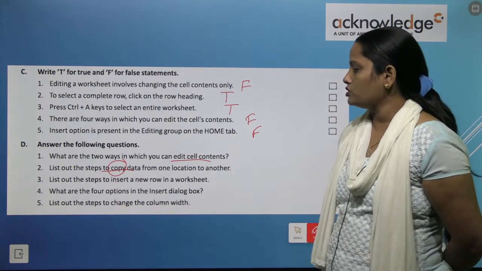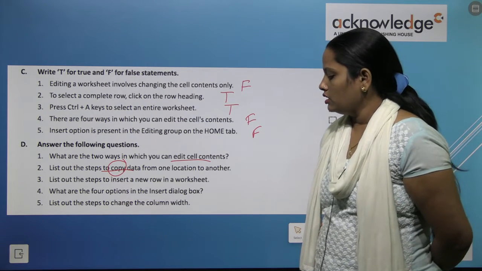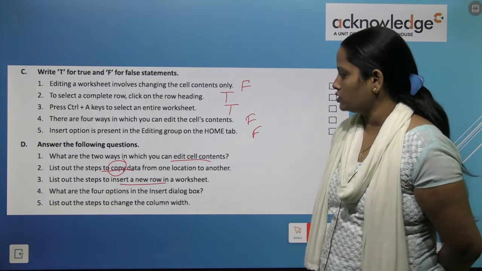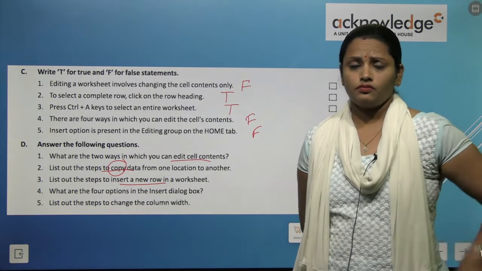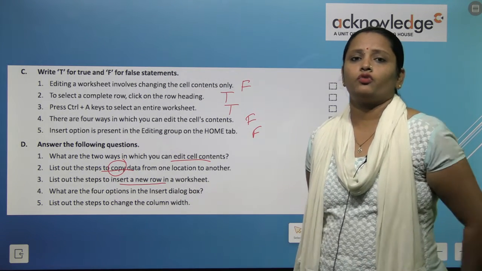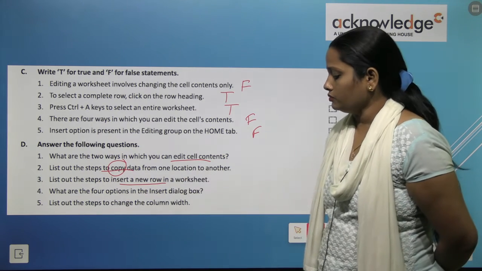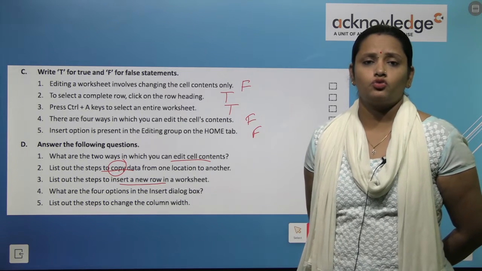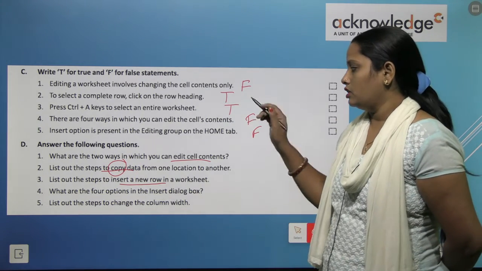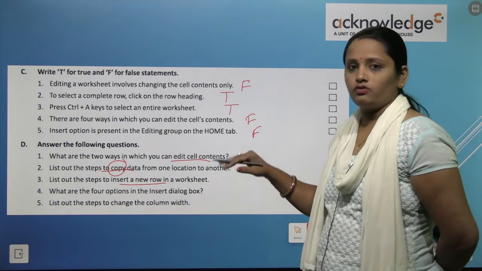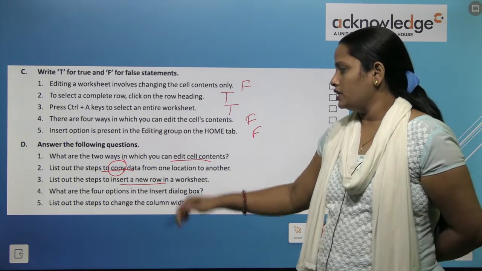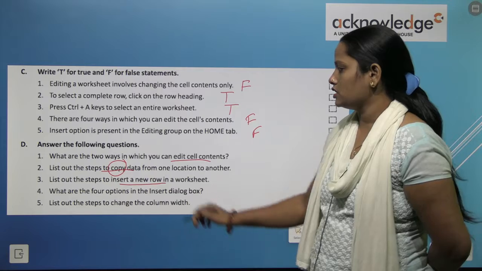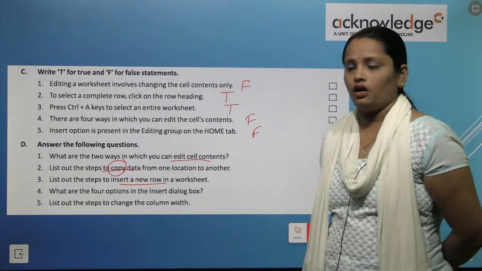List out the steps to insert a new row in a worksheet. So to insert a new row in a worksheet, first we have to select the row before or after which we want to insert the row. Then we have to go to the cells group in the home tab, and from there we have to choose the insert option and select the desired option, where we have to shift or insert a new row, and then we have to click on the OK button. After this, the new row will be inserted in a worksheet.